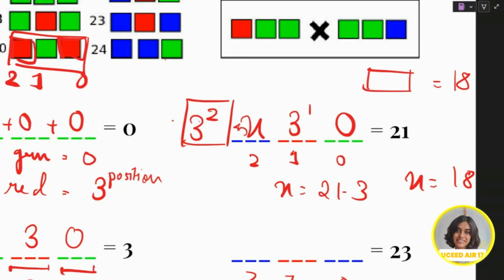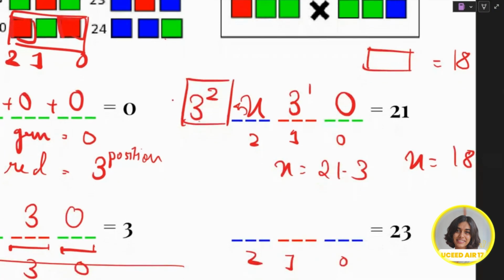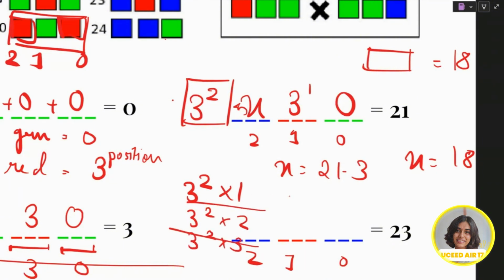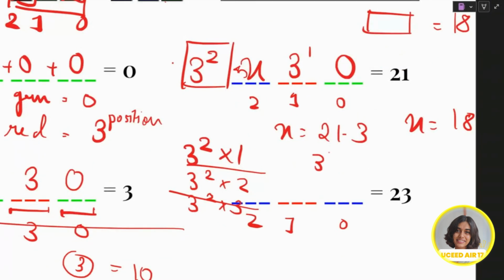But then try multiplying it with the multiples, like 3 raised to its position into 1, 3 into its position into 2, 3 into its position into 3. Probably I can do that, or I can probably add 3 raised to 2 plus 1, 3 raised to 2 plus 2, 3 raised to 2 plus 3. I can try such things and come to a conclusion which answer is getting me 18.